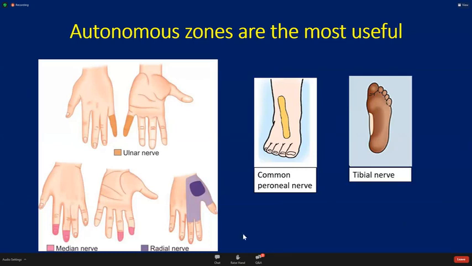So for the ulnar nerve, you can see that the autonomous zone is the dorsal as well as the palmar aspect of the little finger. For median nerve, the autonomous zones are the areas distal to the distal interphalangeal joints for the second and the third fingers, particularly in the palmar aspect. For radial nerve, it is the anatomical snuff box, which is the autonomous zone, which is the web space between the first and second fingers on the dorsal aspect. For common peroneal nerve, a vertical strip which is in front of the ankle is considered the autonomous zone. And for tibial nerve, most of the sole of the foot except the medialmost part is an autonomous zone for it.